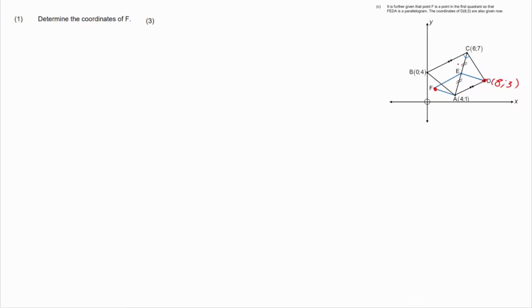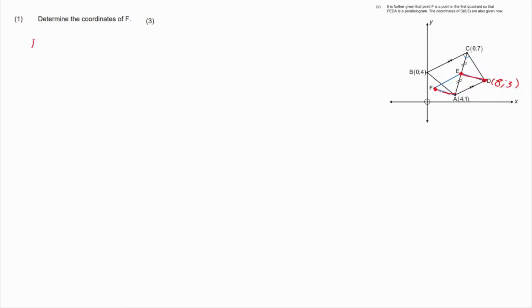Okay, so the first thing is I need to know what the equation of AF is. Equation of AF. All right. So I can find the equation. I just need the gradient of AF. And the thing is, I know the gradient of AF is going to be equal to the gradient of ED, because remember, this is a parallelogram. So the opposite sides are parallel. And then to find the equation of ED, I'm going to have to know E. Okay, because I can then use 2 points to find the equation of line ED.